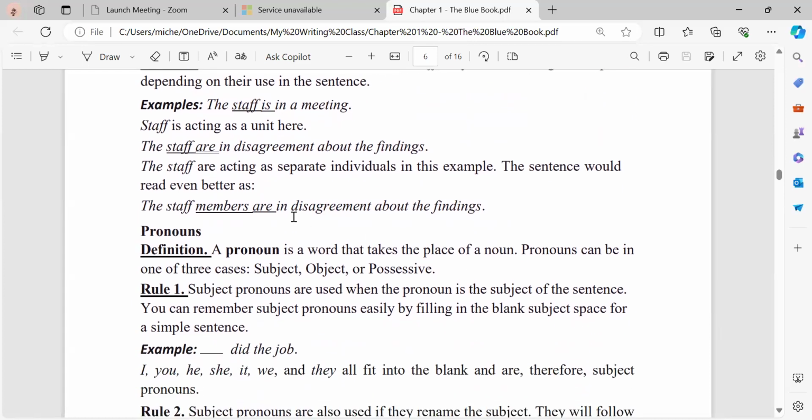And I think for the next one, we have pronouns. And pronouns can be in three cases: subject, object, or possessive. So this would be the materials for next week.